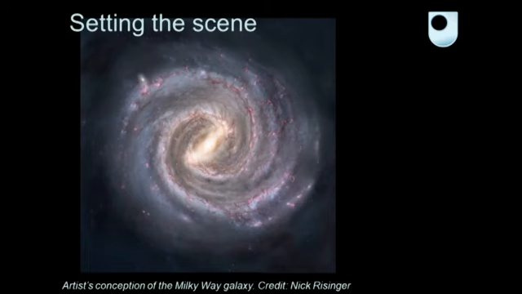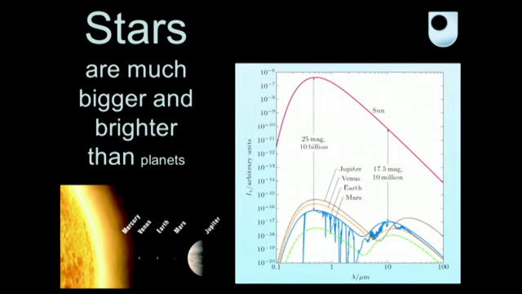I'm an astronomer, I work with light. What we collect as astronomers is light using telescopes. So if we were to observe a galaxy like the Milky Way, what we would see is a lot of light, and that light is coming from stars. This is probably obvious, but I thought I'd say it anyway. Stars are much bigger and much brighter than planets. So as astronomers, it's fairly easy to study stars.